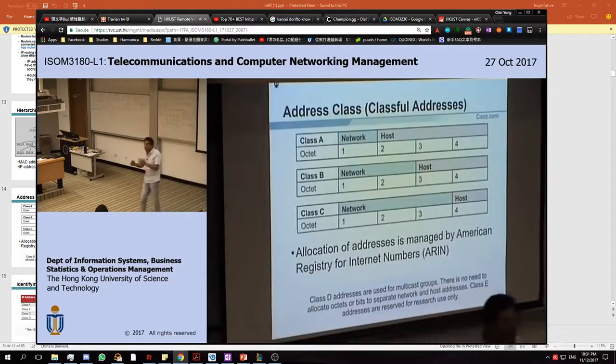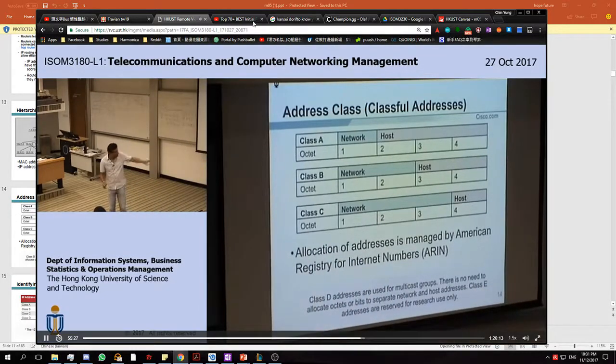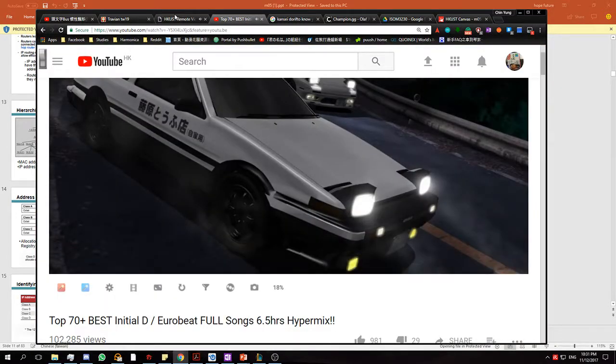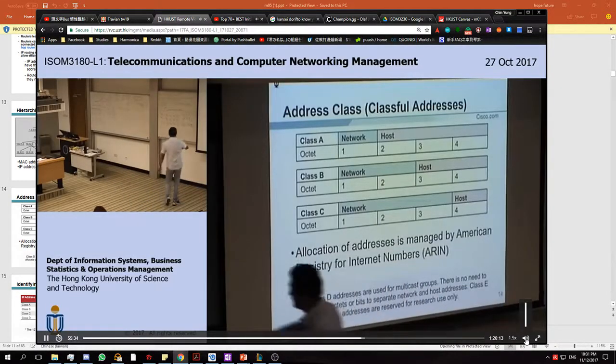Okay, we have to use one of these classes. A or B or C. Class D has a special meaning.